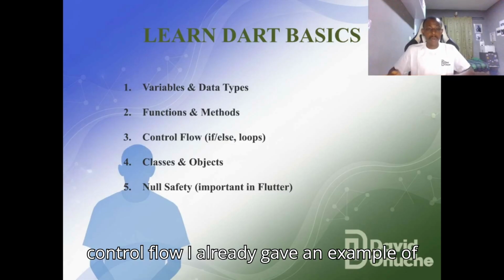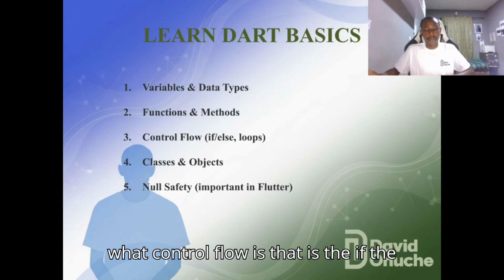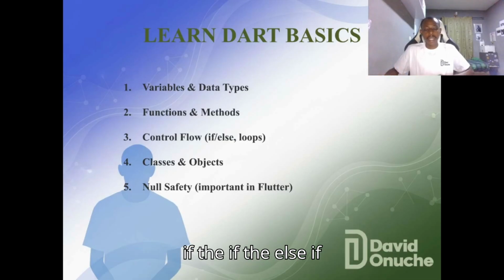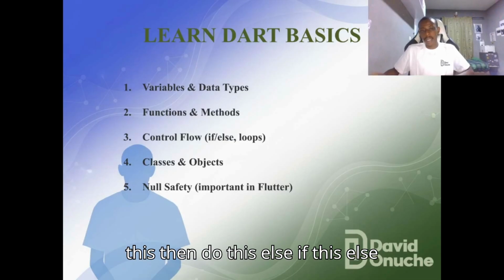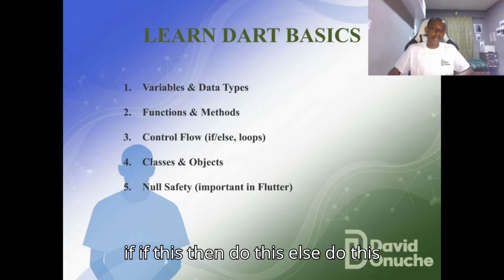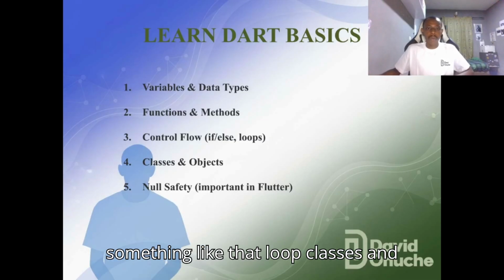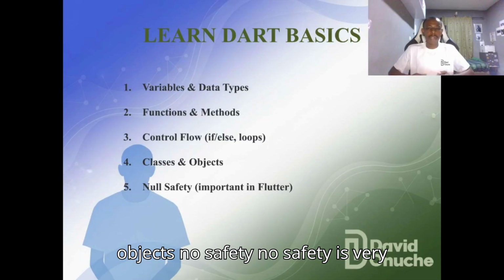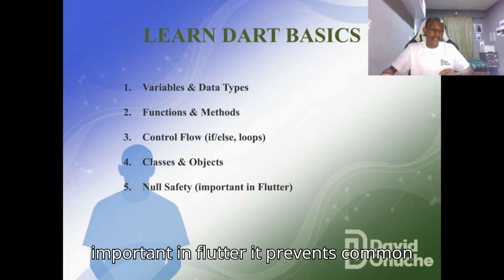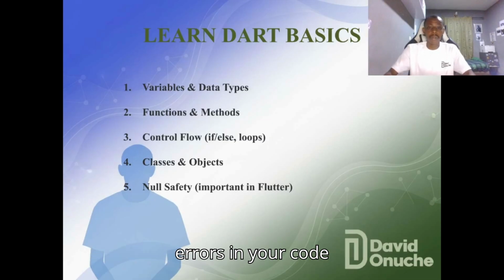Control flow. I already gave an example of what control flow is. That is the if, the else. If this, then do this. Else, if this, then do this. Else, do this. Something like that. Loops, classes and objects, null safety. Null safety is very important in Flutter, right? It prevents common errors in your code.